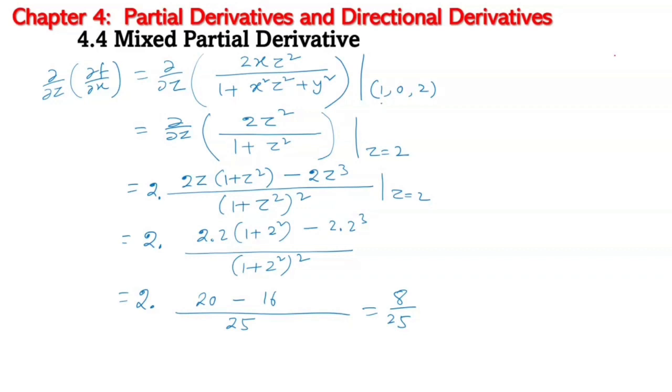So here, without substituting these points, you can calculate all the partial derivatives, and then you can substitute in the end, and you will get the same answer. So the answer is 8 over 25.